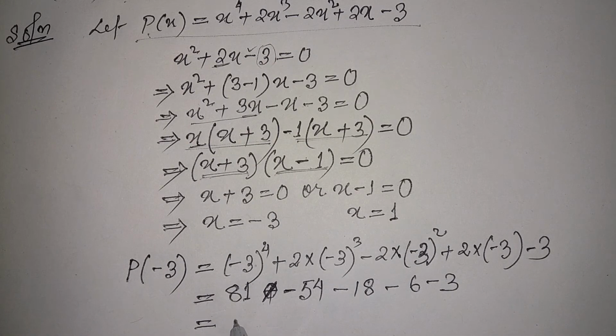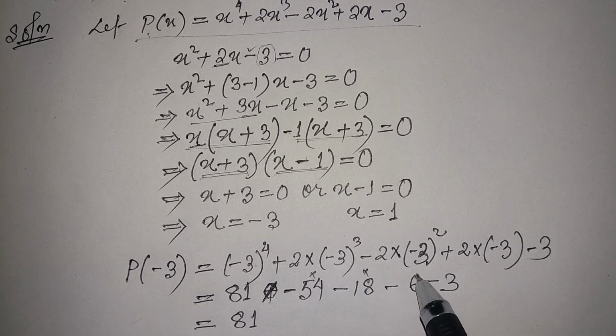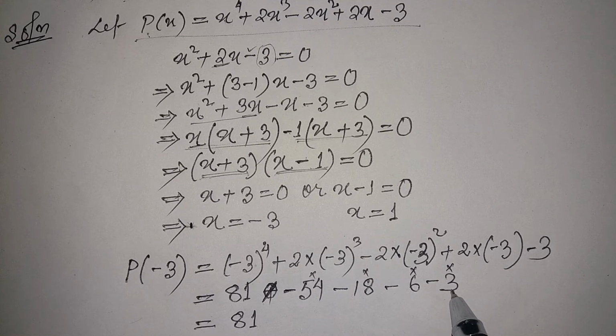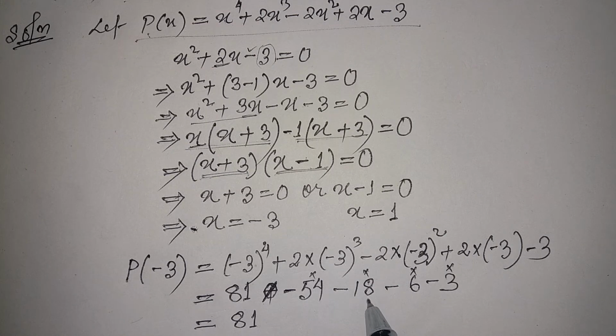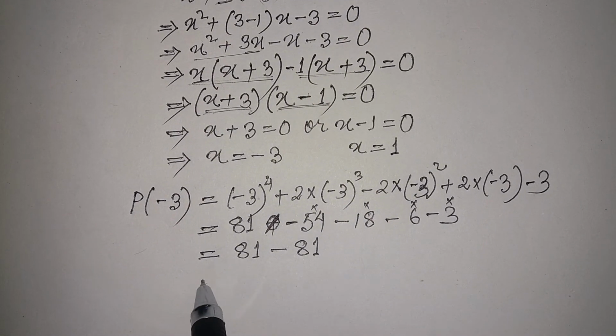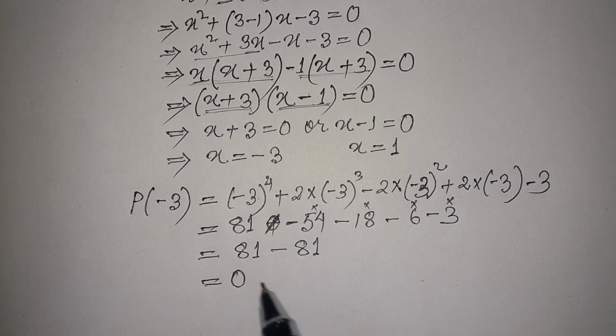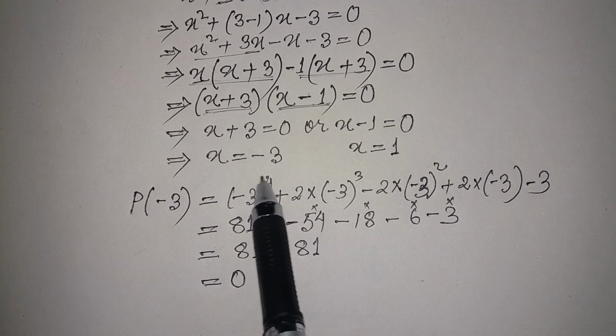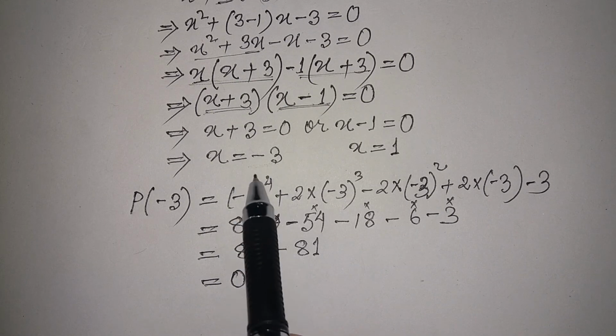Now this is 81. Now all these negative numbers we're going to add. So 6 plus 3 is 9, 18, 27, 81. So 81 minus 81 is 0. Okay, so we got 0 by substituting minus 3.